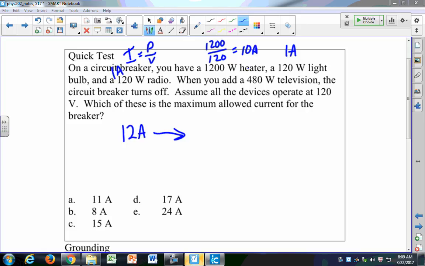But then I add 4 amps, 480 over 120. So somewhere between 12 and 16, I've maxed out my circuit. And so you pick the number that's between 12 and 16, which is 15 amps.